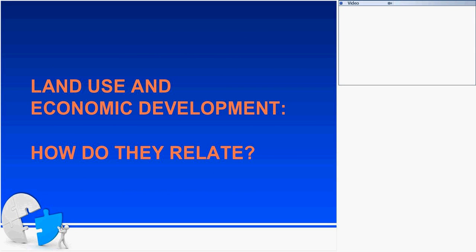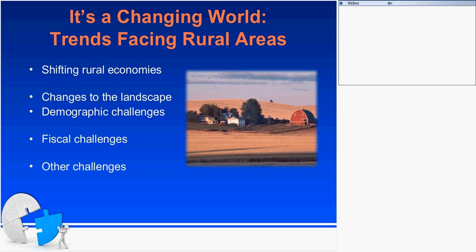So first we talk about how land use and economic development relate. So we start out by going through a bunch of trends facing rural America. And I think these are things that in many of your regions you may have already talked about. But the point of this session is just to remind people that a lot of these trends are related to land use decisions.